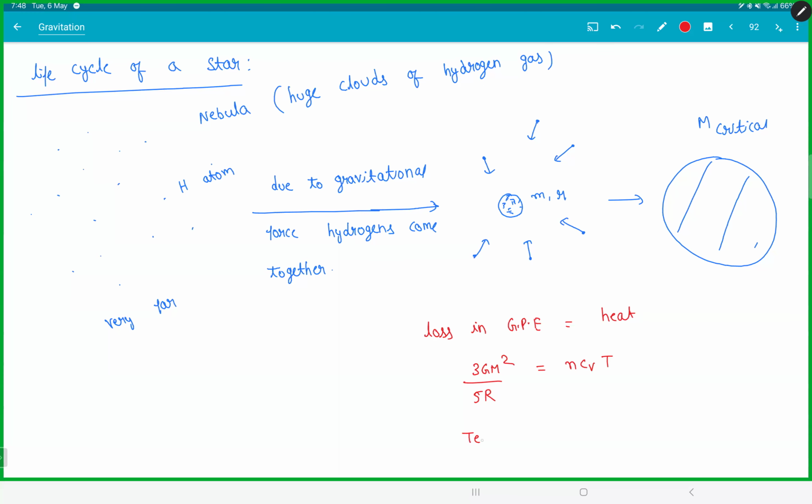So temperature of the gas will start increasing. So this ball will start gaining temperature. Initially, it was something like 0 Kelvin. They're very far from each other, and the gas molecules are almost stationary. So this ball's temperature starts rising. So temperature T will be 3GM²/5R nCv. n is the number of moles, so there's a mass term there. So the temperature keeps rising. So more and more mass you get, more and more temperature you get.